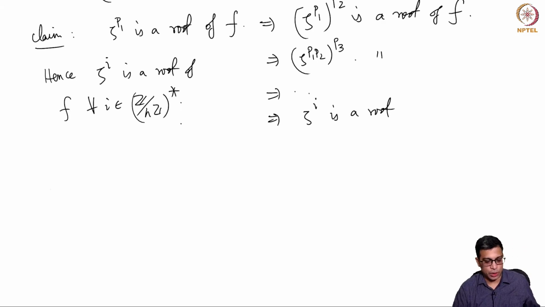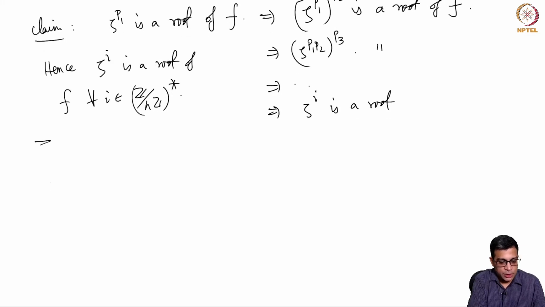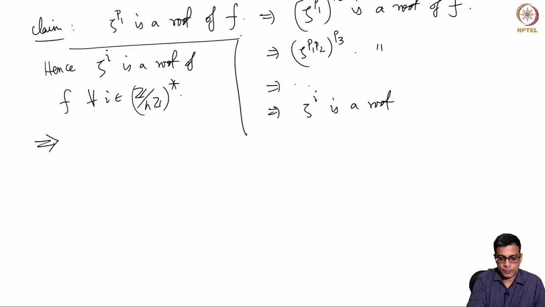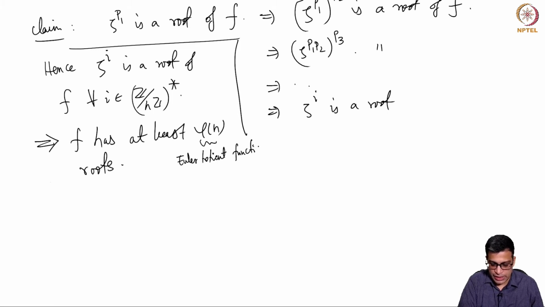Right? Zeta power I is a root of f for every I less than n co-prime to n, which means for every I in Z mod nZ star, which is to say f has at least phi n roots, because Z mod nZ star has phi n elements. So this is the Euler function. Everything in Z mod nZ star comes from an integer less than n, which is co-prime to n, and for every such I, zeta power I is a root of f, and they are all distinct, of course. So f has at least phi n roots.